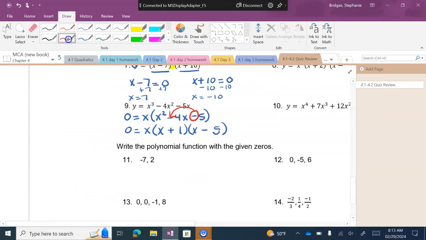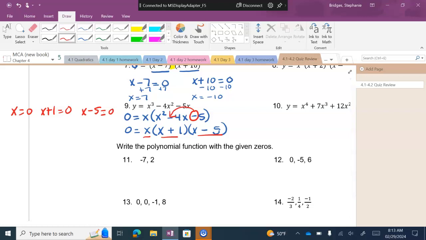Everybody okay with that? All right, now I'm going to come over to the side because I just don't have room underneath. Remember, we take each one of these factors, we set it equal to 0, and we solve. So I'm going to set x equal to 0. I'm going to set x plus 1 equal to 0. And I'm going to set x minus 5 equal to 0. Do any of my answers happen more than once? No, so I shouldn't have any multiplicities here.